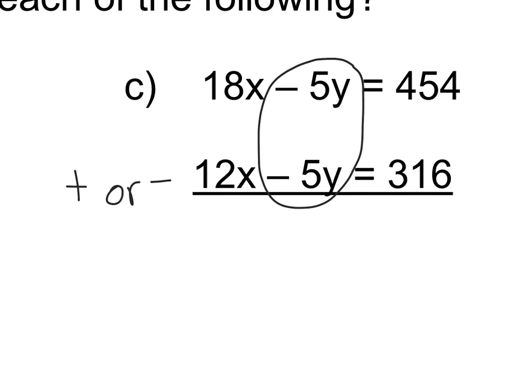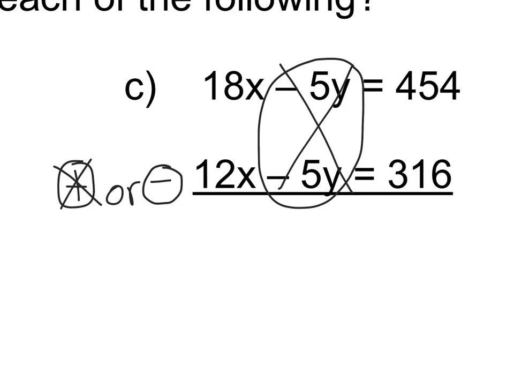So let's see which sign will work. Do I add the negative 5's together, or do I subtract the negative 5's? So let's try adding first. On your calculator, negative 5 plus negative 5. And what answer do you get on your calculator? Negative 10. So adding doesn't work. Let's make sure that subtracting does. On your calculator, negative 5 minus negative 5 equals 0. So subtraction is what I'm going to be doing to collect the like terms and eliminate a variable.